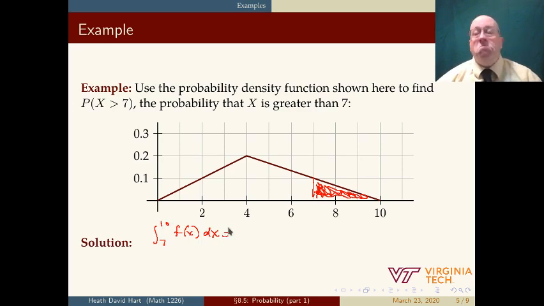And it's easy to eyeball this. Again, this is a triangle. The base of the triangle is 3, and the height is 0.1. Area is 1/2 the base times height, which is 1/2 times 3 times 0.1, and that's equal to 0.15, which is 15%.